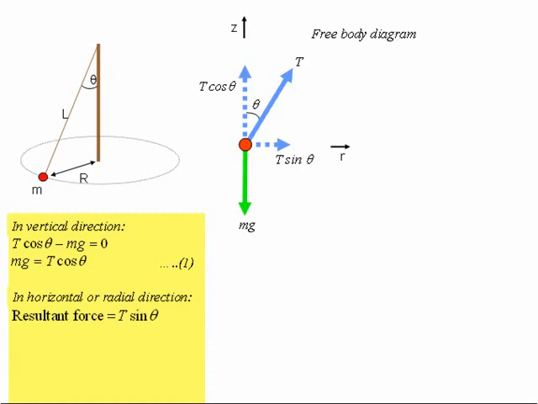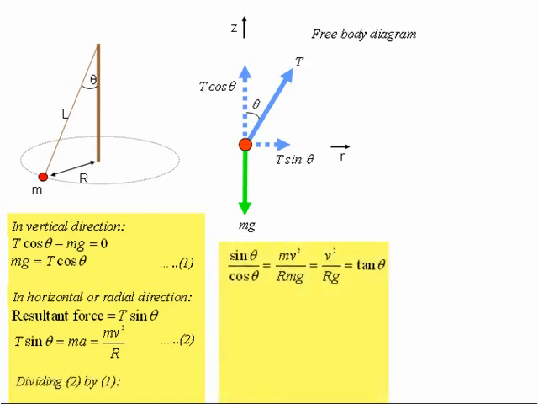In the horizontal direction or radial direction, the resultant force is T sine theta. And this is the centripetal force providing the centripetal acceleration. So applying Newton's second law now, we have T sine theta is equal to ma, but the a is the centripetal acceleration, so we can write that as v squared over r, where r is the radius of the circle.